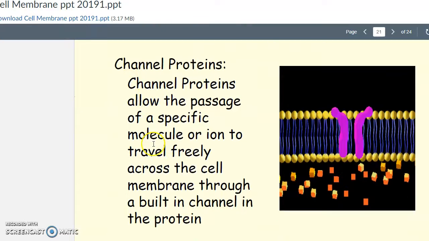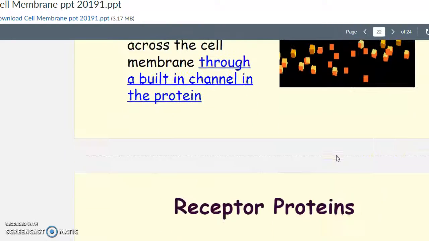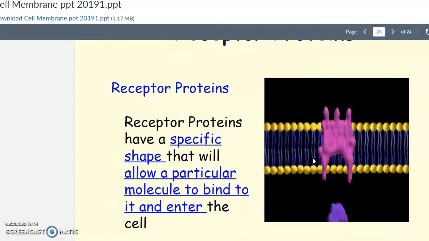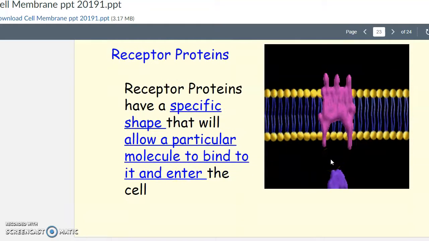Channel proteins allows the passage of a specific molecule going in and out of the cell membrane, and it's built as like a channel. Receptor proteins, they have a specific shape and only allow certain molecules to bind it and enter the cell. Kind of looks like a turkey.